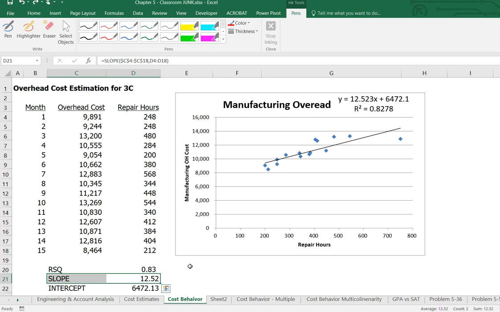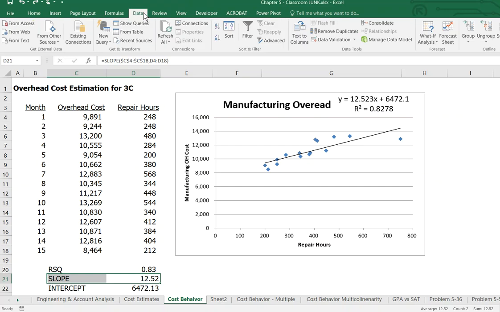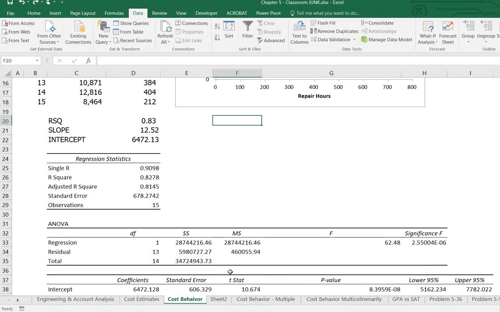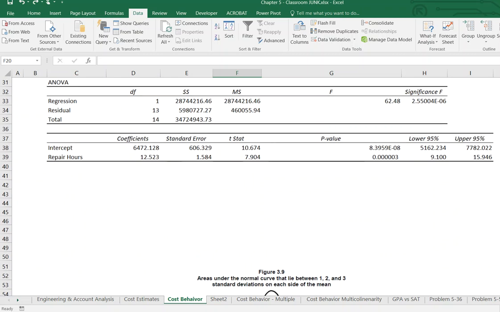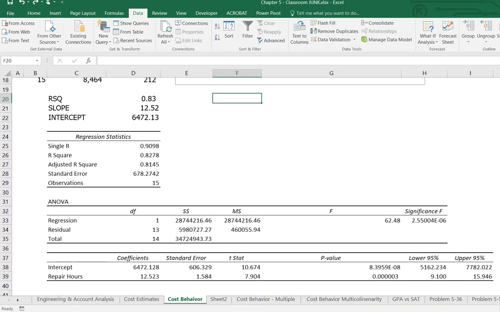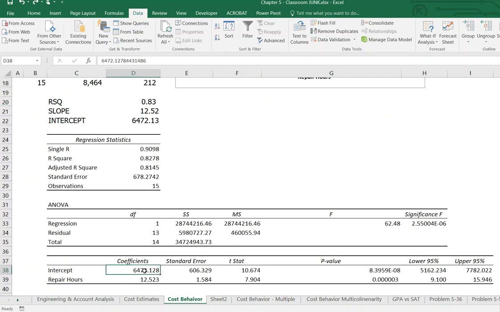Let's look and see how significant that is. In order to do that, we would want to use Excel's data analysis functions and run a regression. We have our output for our regression right here below. And again, it provides us with the same estimate for our intercept, repair hours, and our same R-square as we had using the Excel functions. Now, however, it gives us additional information, the standard error and t-statistic for our intercept and for our repair hours.